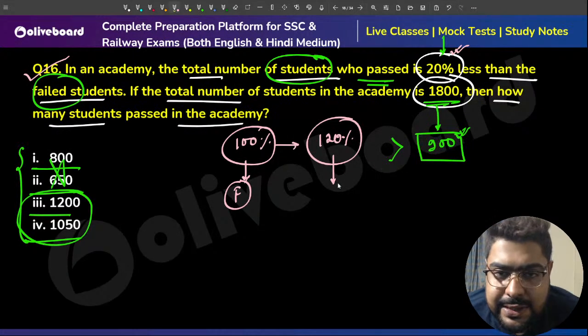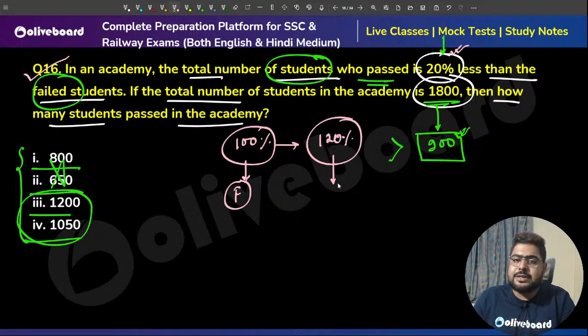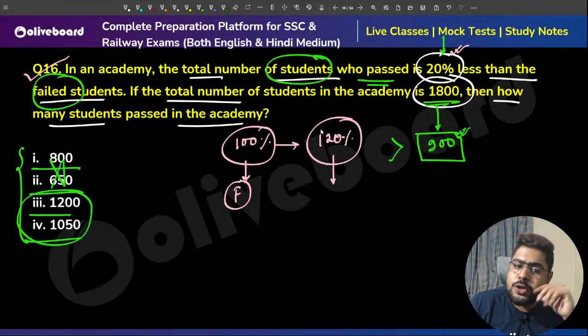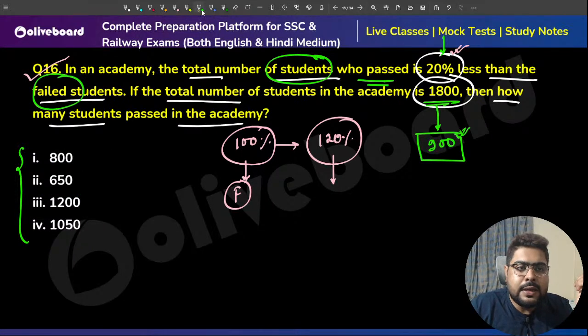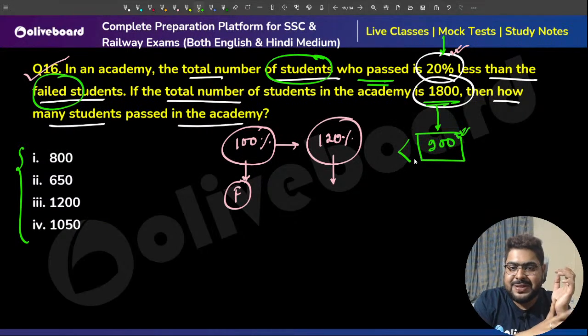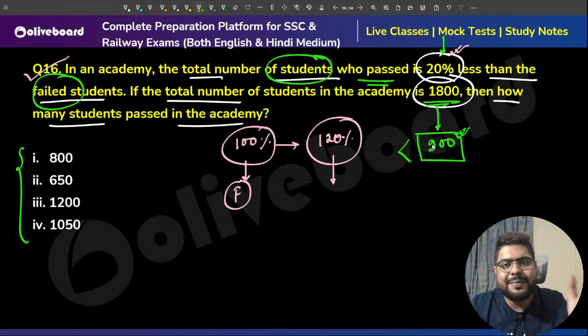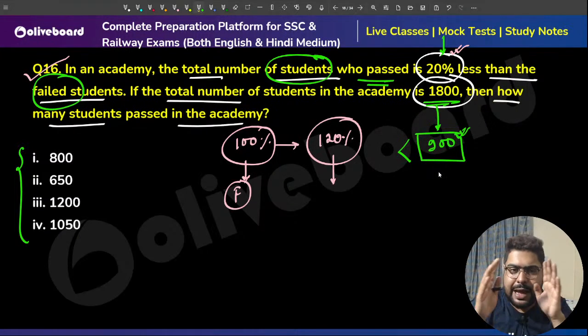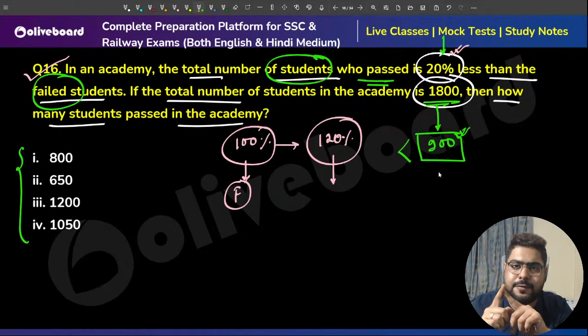Passed is less. Sorry, I have taken opposite. 20% less than the failed students. So more students have failed. Okay, then the opposite will happen, sir. So this is less than 900 because the number of students who have passed is 20% less. So less than 50% have passed, because in that case, if it were 50%, it would be half and half.